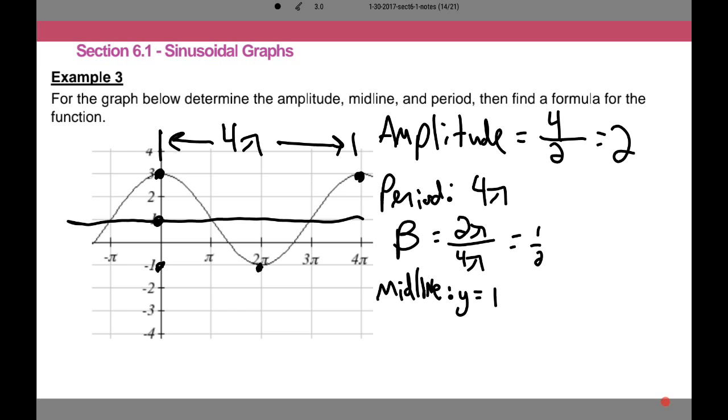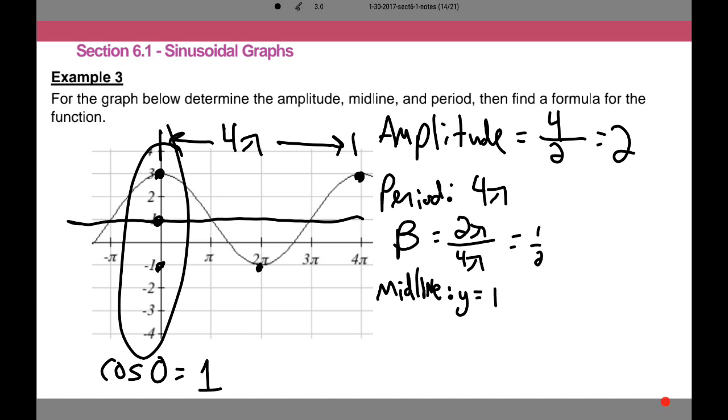And since we have a maximum on our y-axis here, this would be a cosine function, because remember, cosine of 0 is equal to 1. So whenever we have a maximum on our y-axis, that is going to indicate that it's a cosine function. So here we got to write our function. It's our amplitude times the cosine, and then I've got 1/2 x, and in this case my midline is 1, so I'm going to add 1 at the end.